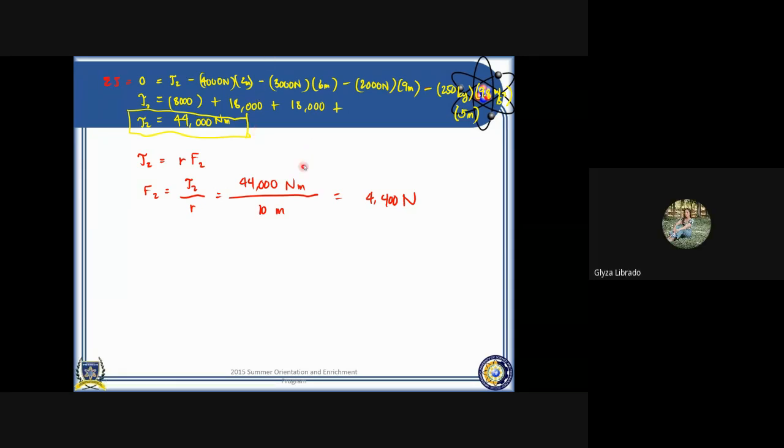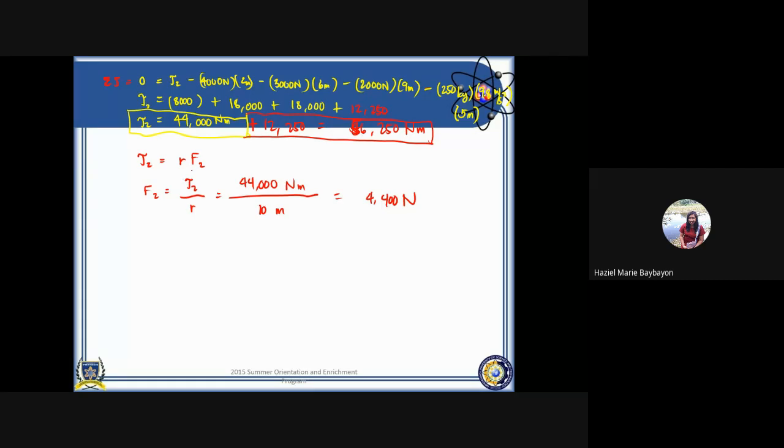12,250, ma'am. Okay, thank you. So 12,250 newton meters. So plus 12,250. So you have 56,250 newton meter ang torque. Okay? So this one. And then divide this to find F2. You need to use this equation. So your torque 2 is equal to this one, 56,250.